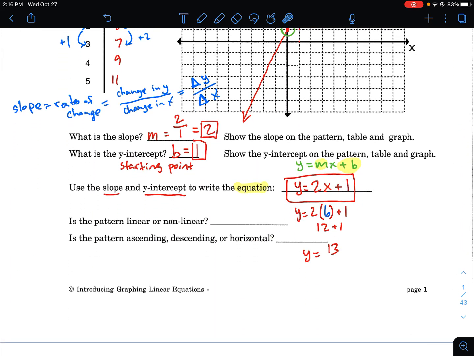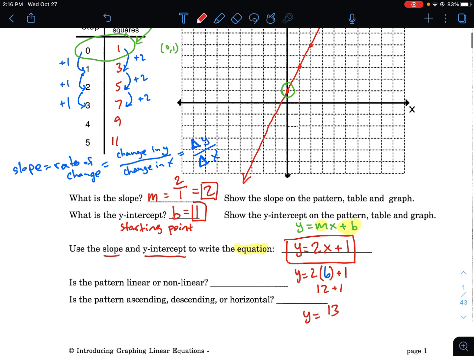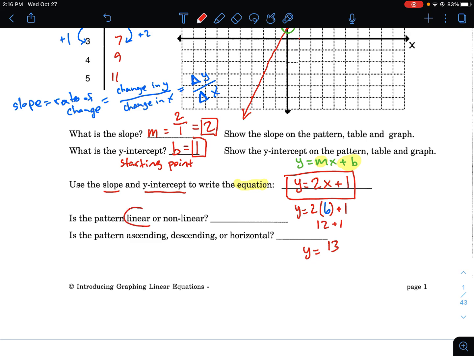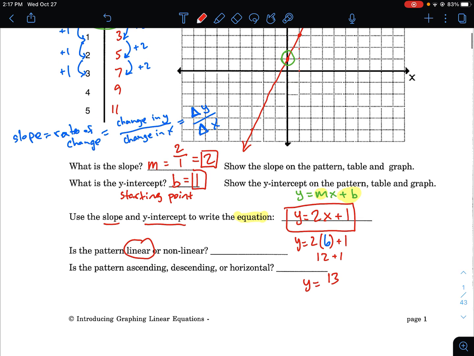All right, let's go to the next question. Is the pattern linear or nonlinear? Linear just means it's a straight line. Is this pattern a straight line? It is a straight line. It's not like a zigzag line. It's not a curve. It's not doing anything crazy. It's just a straight line.